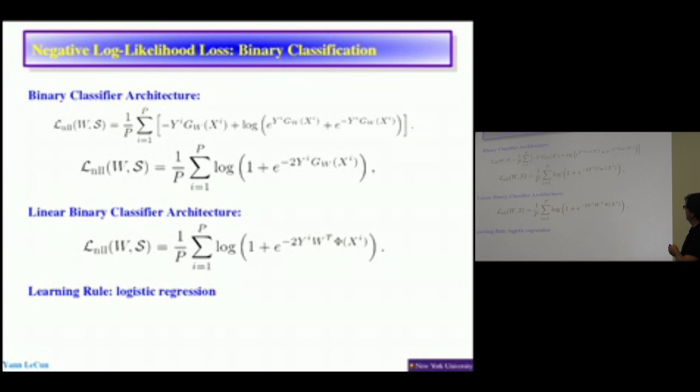And with a little bit of manipulation, you can reduce this whole expression to that. And that's just a logistic regression loss. If gw of x is linearly parameterized, so that gw of x is W transpose phi of x, where phi is a bunch of feature functions, then you get the usual loss function for logistic regression. And somehow the Yann will disappear, but you know what it is.